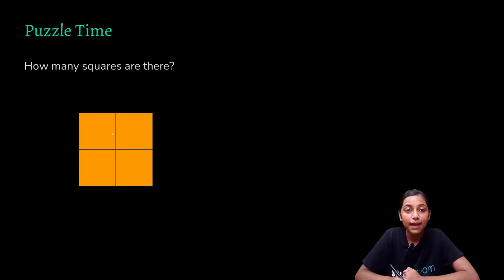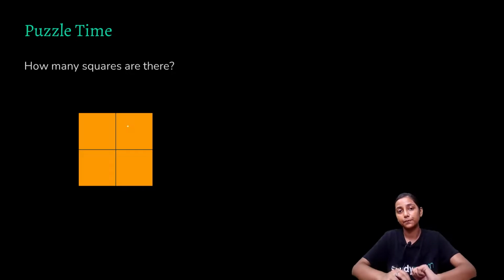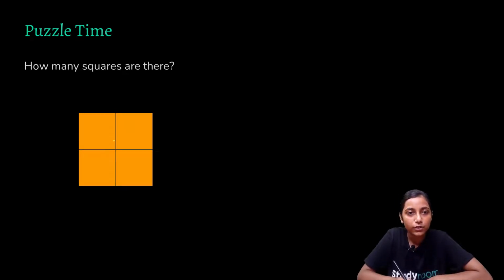Just take your time and find how many squares are here in this figure. How many squares are we having? Let's find it out. First of all, we know that this whole box is actually a square. This is a square that is given to us. So 1 is this big square.